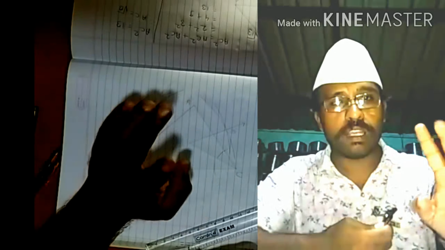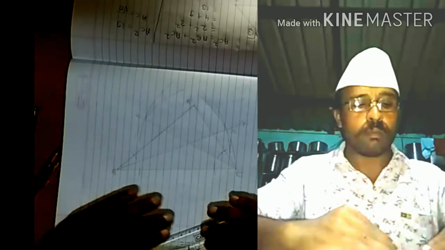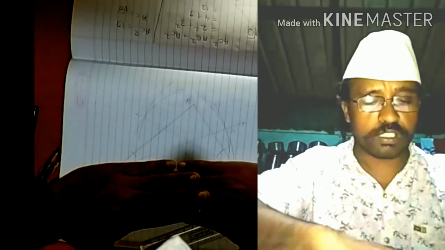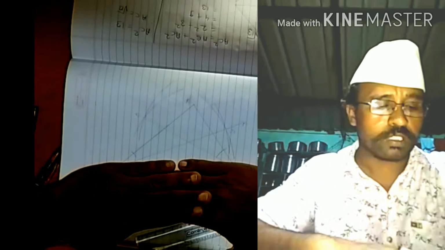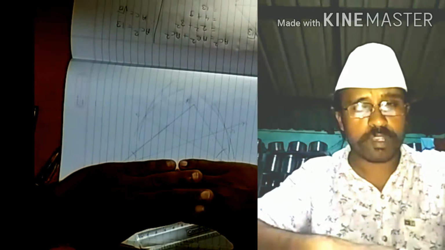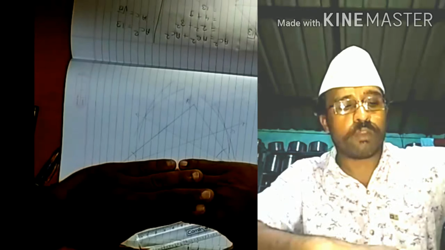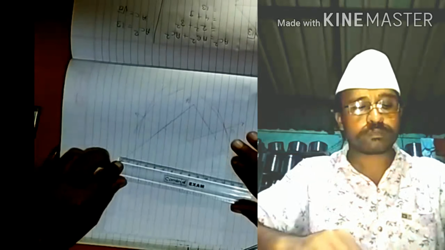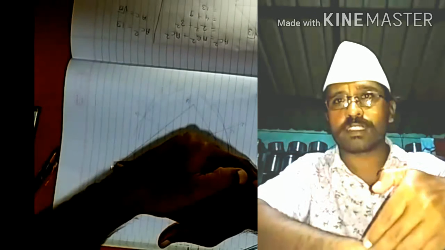Let's bisect angle A. We have to bisect this angle BAC, meaning we need not worry about these two angles. Now students, if these two angles are not there, and you have to bisect this angle only, can you bisect it?